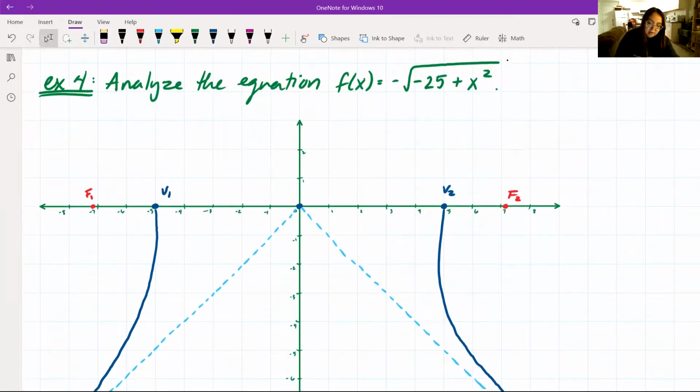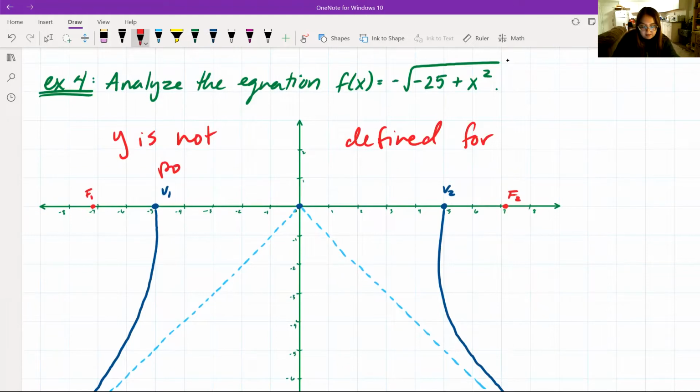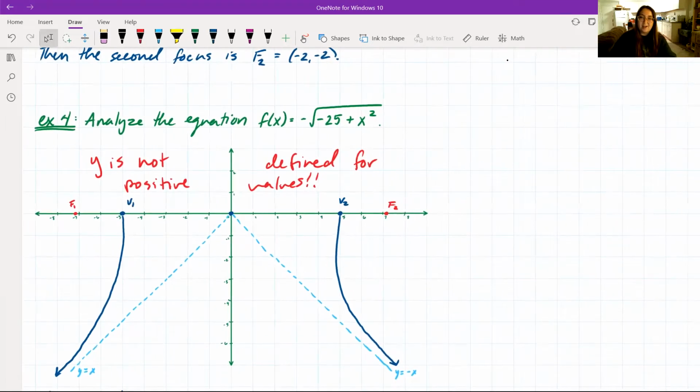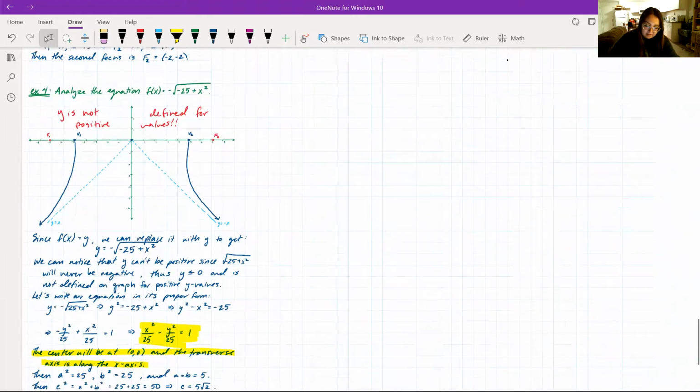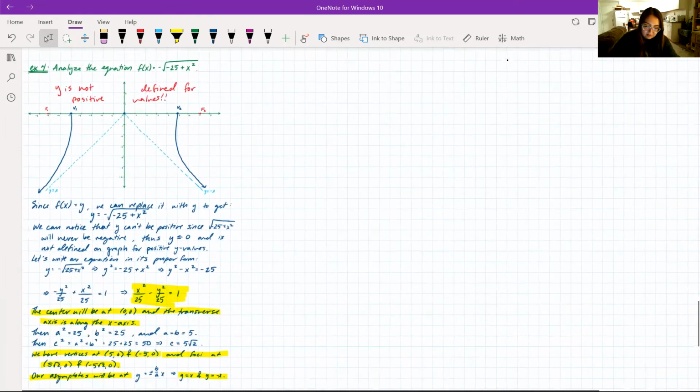And as a note to remind ourselves, y is not defined for positive values, to remind ourselves that we do not draw the rest of our branches above the x-axis in this case. All right.